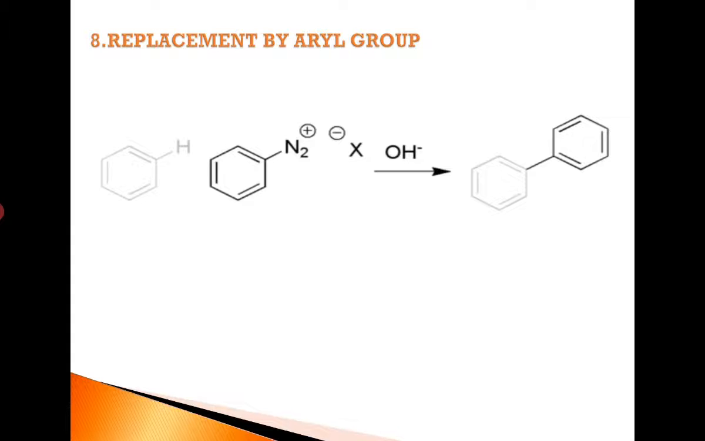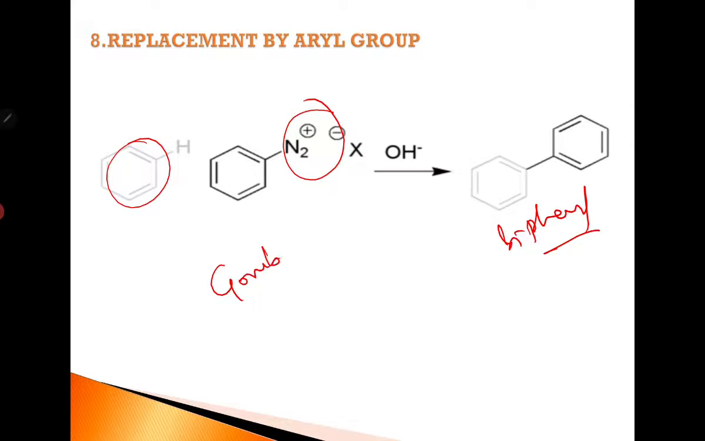replacement by aryl groups. See, benzene diazonium salts, when they react with any other aromatic compounds in alkaline medium, the diazonium group is replaced by an aryl group. That is, this is replaced by this aryl group and we get biphenyl. This method is called the Gomberg-Bachmann reaction. That is, replacement of the diazonium group by aryl groups is called the Gomberg-Bachmann reaction. In this way, we can introduce a phenyl ring onto a benzene ring.